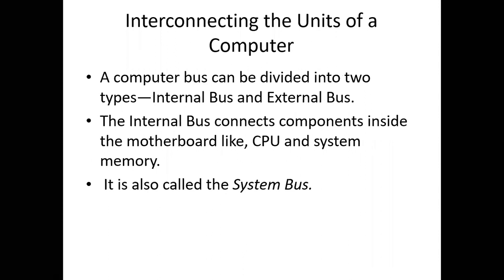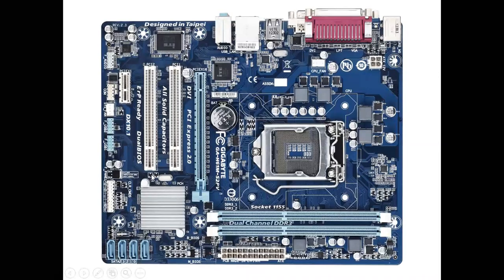Now, we have the system bus, which is divided into two parts. The computer bus has two types, namely the internal bus and the external bus. The internal bus connects all the components inside the motherboard, like the CPU and the system memory. So here, all the components which reside here, the processor, the RAM, the ROM, are connected using an internal bus. Internal bus, meaning it's inside.